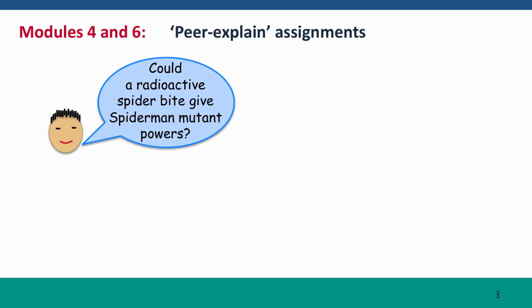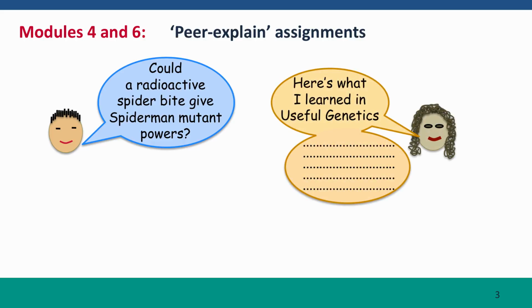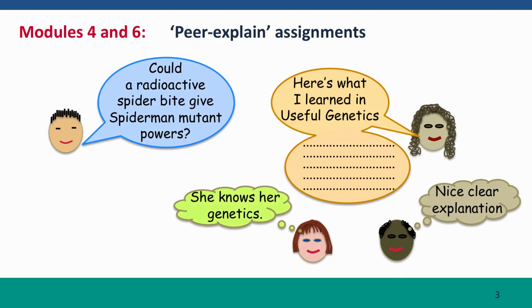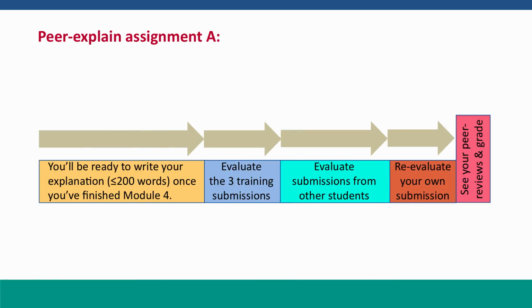Students then write a short answer to this question, explaining for a non-specialist audience. And then other students evaluate their answers. You'll find a link to Assignment A in the sidebar. You start with the submission phase of the assignment, where you compose your explanation. Once you submit it, you'll see 3 training submissions designed to make sure that everybody goes on to the student evaluation step with a strong background in how to do it.